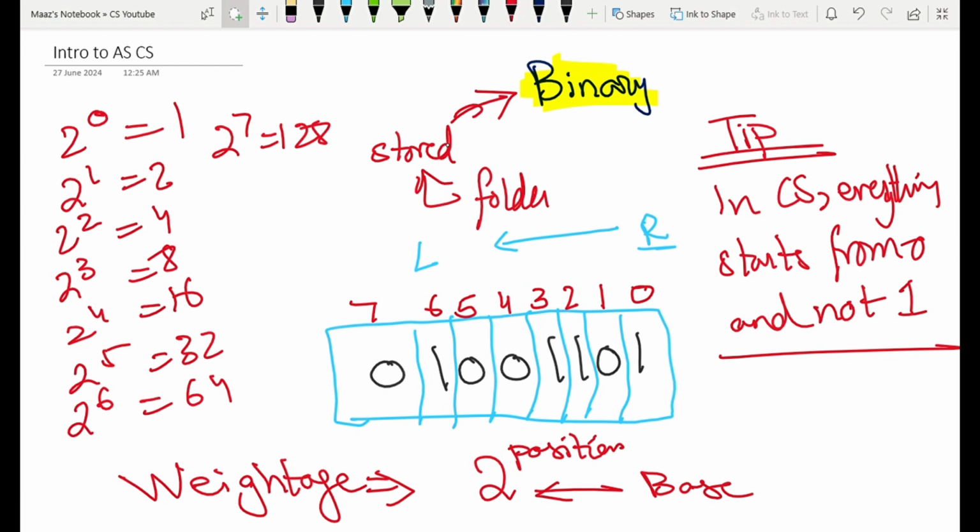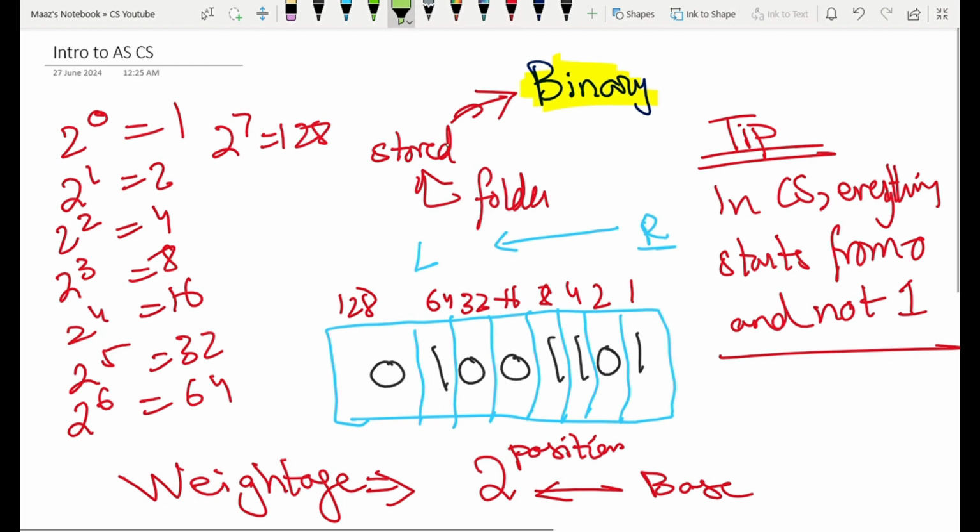Right, now let's remove these positions and write the weightages. So we get 1, 2, 4, 8, 16, 32, 64, 128. It's not that I've memorized these weightages on purpose, but I have written or made such registers so many times for my questions that I've memorized everything: 1, 2, 4, 8, 16, 32, 64, 128, 256, 512, and so on. With a couple of questions, you are also going to memorize it the same way.